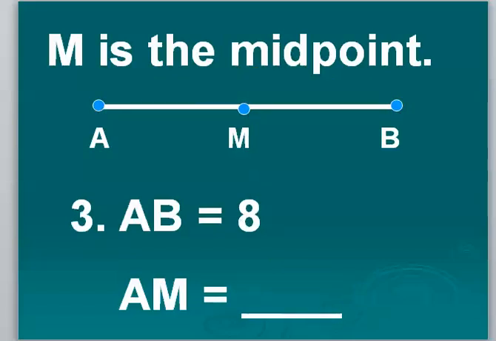Number 3, M is the midpoint. We know that the length from A to B, this distance, is 8. And they're looking for how far it is from A to M. The length of AM would be half of that, so 8 divided by 2 is 4.